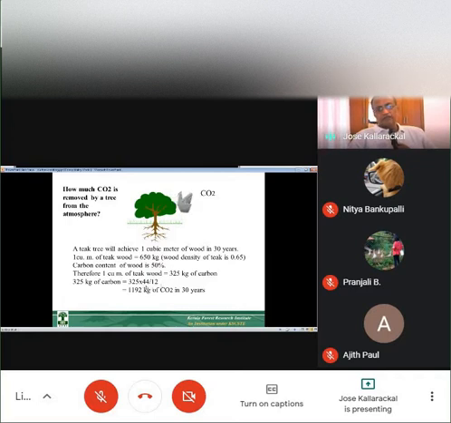Now, what is this 44 by 12? 44 is actually the molecular weight of carbon dioxide. 1 carbon atom and 2 oxygen atoms together comprise 44 as the molecular weight. Now, what is 12? That is the atomic weight of carbon. Okay, so 325 kilograms of carbon is to be multiplied by this factor, and we get 1192 kilograms of carbon dioxide in 30 years.